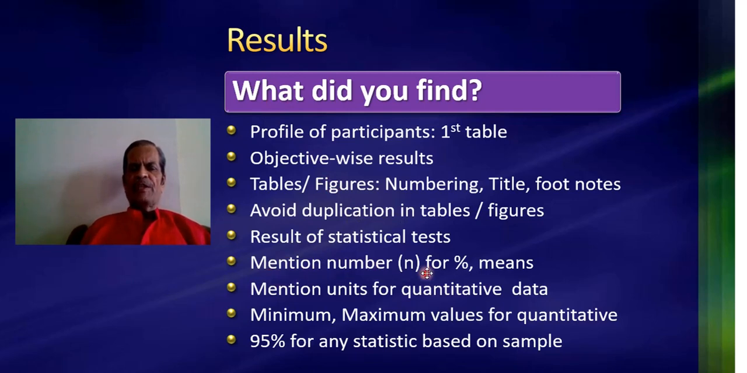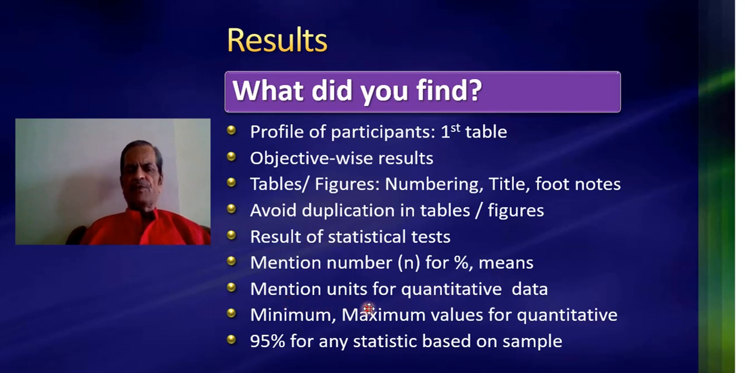You must mention the number wherever the percentages or means are mentioned. You may say that 40% of the participants were males and 60% were females. But how much was the total number based on which the percentage was calculated? That must be given in the same table. Same thing with the means. The means may be mentioned, but the number by which the means is calculated must be given along with the percentages and means.